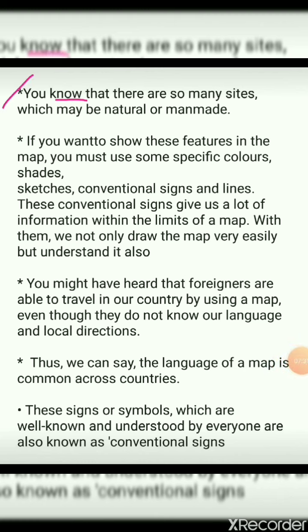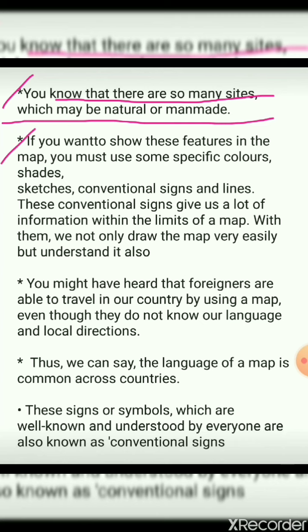Next, you know that there are so many sites which may be natural or man-made. Some are natural, जो naturally बने हैं. Man-made means which have been made by men. You have seen that. If you want to show these features in a map, you must use some specific colors, shade, sketches, conventional signs and lines.